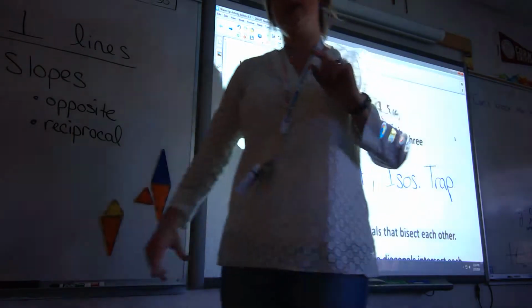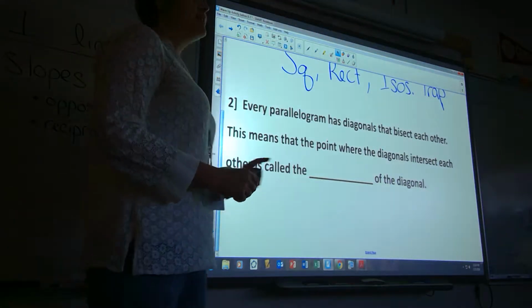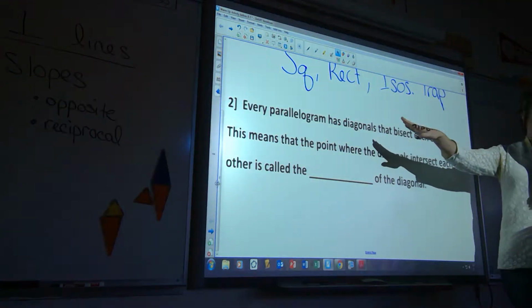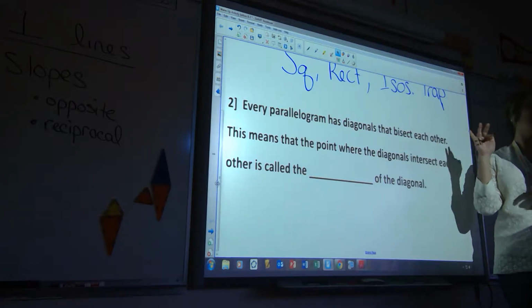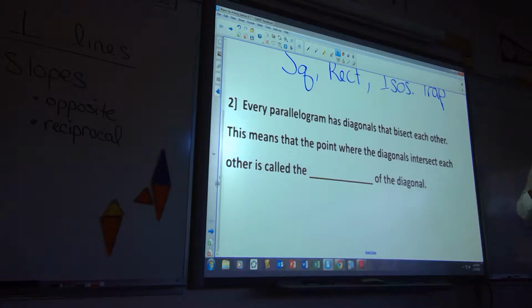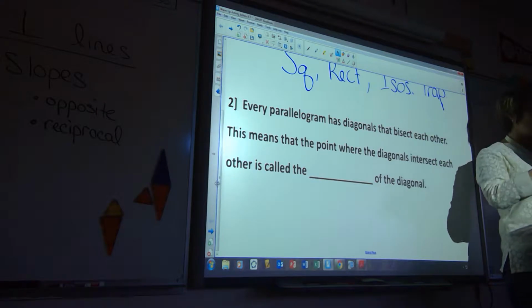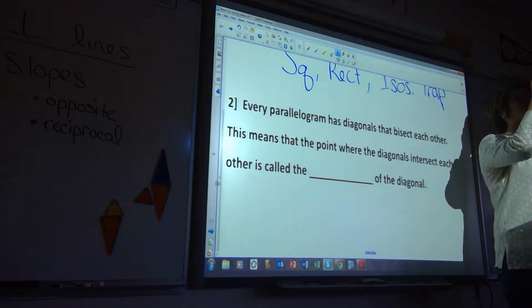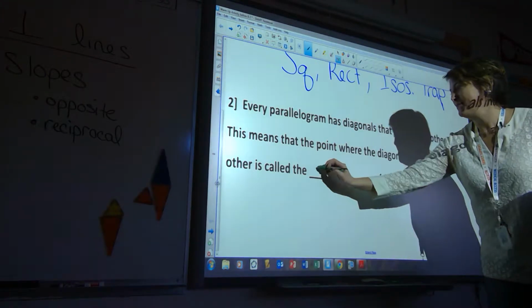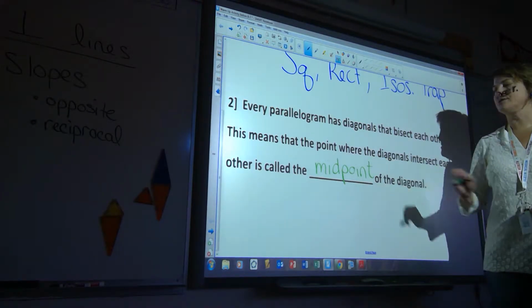Now, if we know that the diagonals are equal in length, let's think about another property that we know about diagonals. Every parallelogram has diagonals that bisect each other. This means that the point where the diagonals intersect each other is called the what? What do we call the actual point where a bisector cuts? Midpoint. Okay. Now, this probably means you might need to use the midpoint formula.